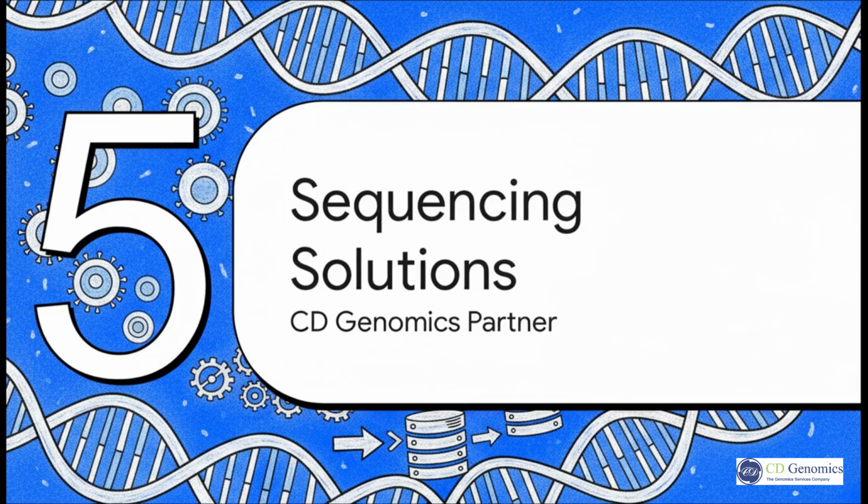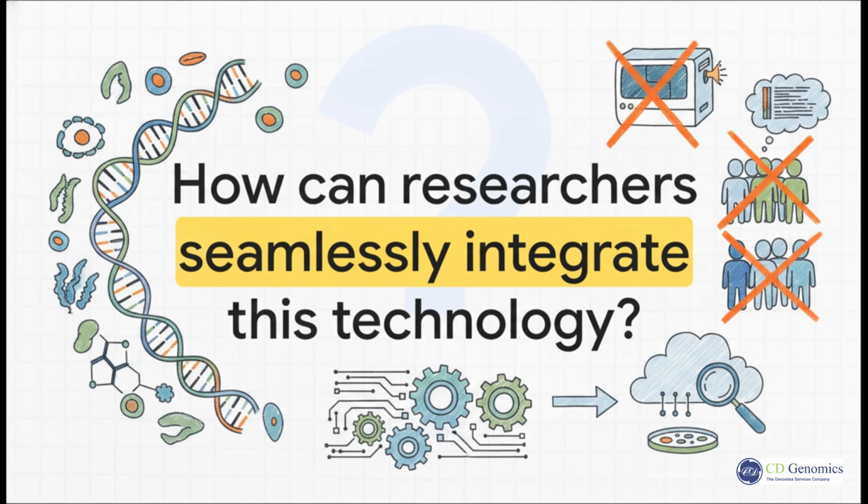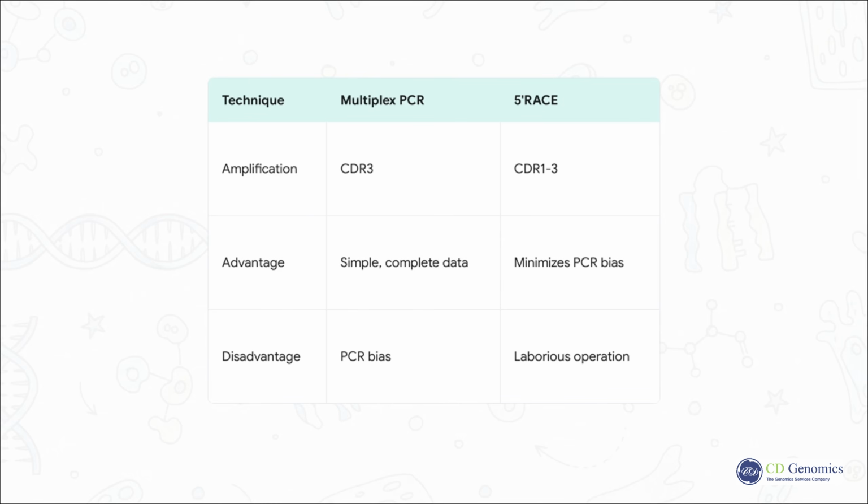Finally, Section 5, CD Genomics sequencing solutions. Let's look at your partner in immune repertoire exploration. So, here is the million-dollar question for any active scientist watching this. If you want to leverage these high-resolution discoveries for your own basic research, how do you actually do it without having to build a dedicated NGS facility and hire a whole team of bioinformaticians from scratch? Well, CD Genomics provides the answer with some seriously tailored end-to-end sequencing solutions.